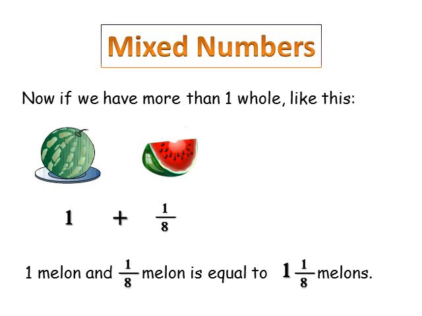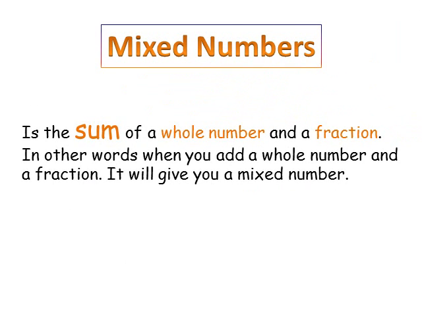So you can just add the whole number and the fraction there, and that will be your mixed number. So 1 and 1/8 is called the mixed number. Okay, 1 and 1/8 is called a mixed number. What is a mixed number? It is the sum of a whole number and a fraction. In other words, when you add a whole number and a fraction, it will give you a mixed number.